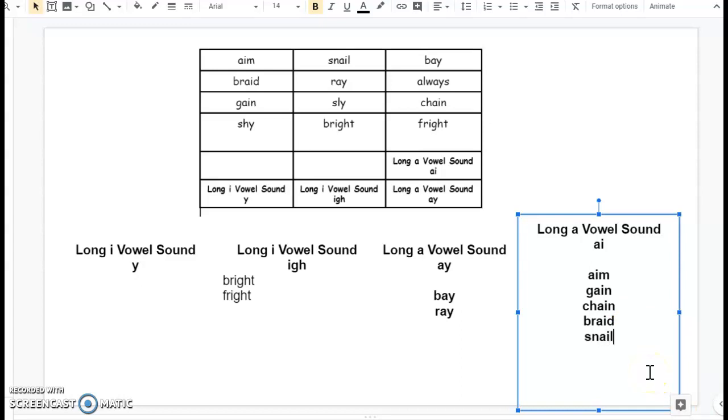Snail. You only hear A's name. This vowel does the talking, the next vowel does the walking. Snail. A snail moves very slowly.